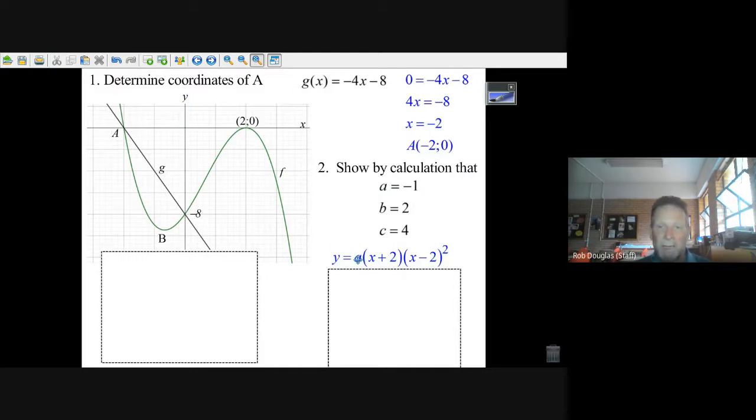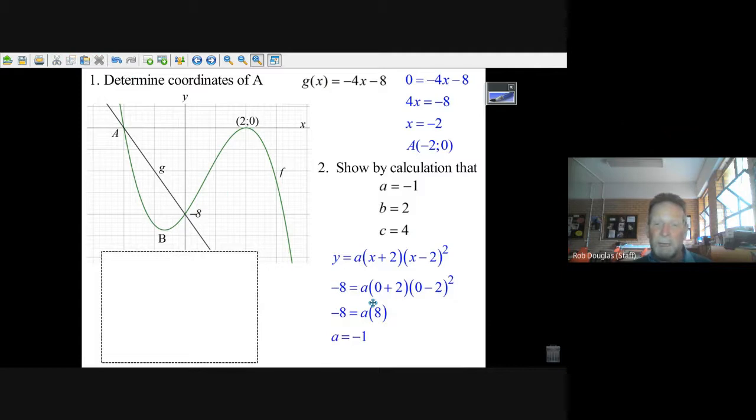Well, I don't know what A is, but look, they gave me a point of 0 and minus 8. Guess what I do with that point of 0 and minus 8? I put in y is minus 8 and x is 0. Well, that's minus 2 times minus 2 times 2. That's just 8. Divide by 8, we get the first thing. A is minus 1, for 2 or 3 marks.